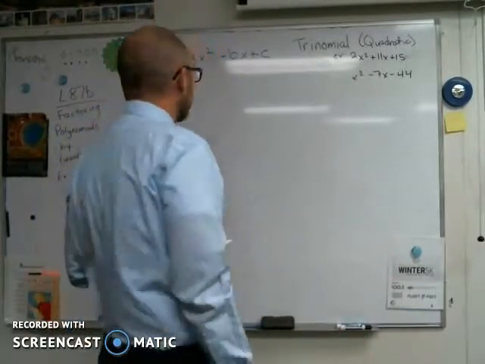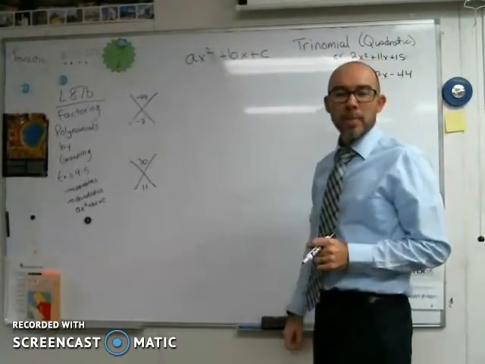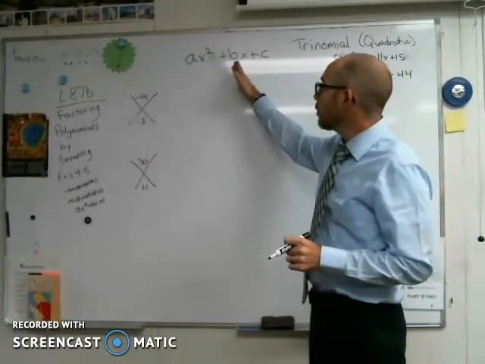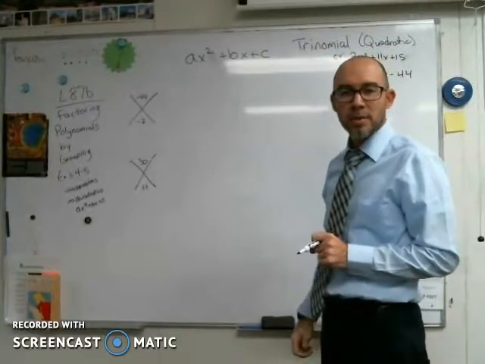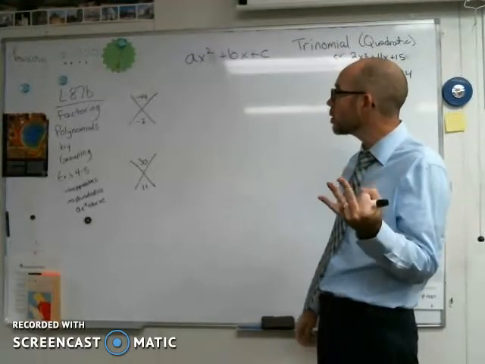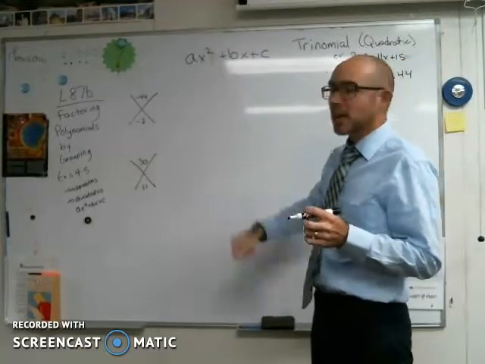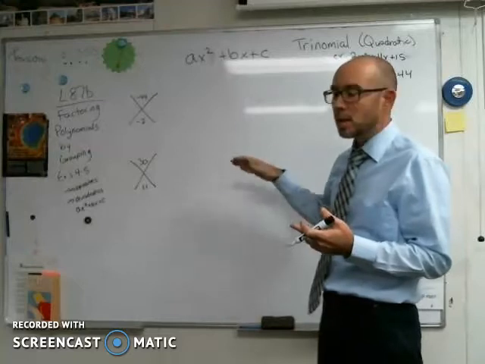Now we're going to take up a trinomial, and we'll look at a very specific kind of trinomial. Trinomials have three parts. We're still talking about polynomials. So this one's called a trinomial. It's a very specific kind. It's the kind that makes a parabola if you graphed it.